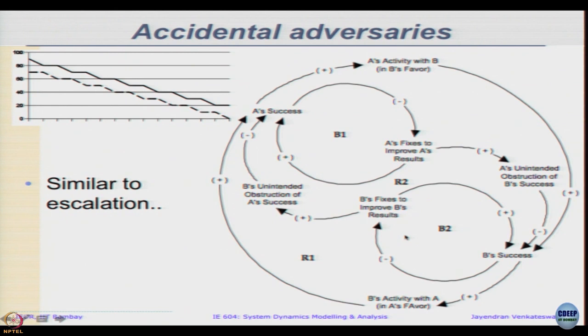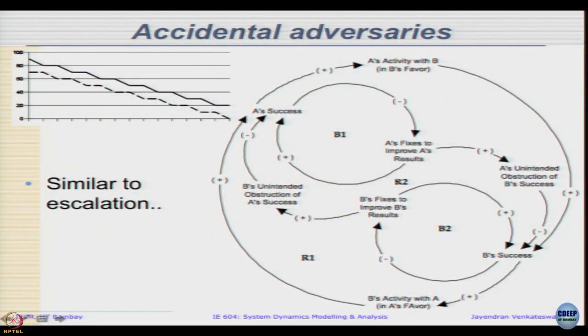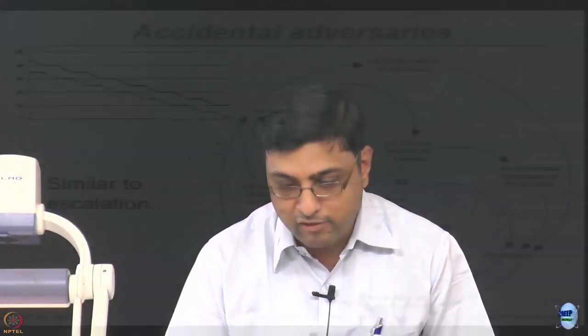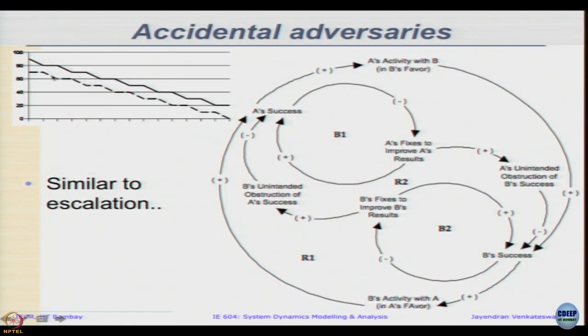This is an even crazier looking thing. It's accidental adversaries. It is actually similar to escalation, but happening in the other direction. You can ignore the actual diagram. What it is trying to say is, suppose two people are on equal footing, but then one perceives some wrongdoing from the other. They say, okay, let me do something else which is going to affect my own success, as well as it might have unintended obstruction of B's success. Then B gets offended and B does something else to change his success, which inadvertently offends the other person. The result is both parties start to lose out in the long term, because they felt the other was doing something only to spite me, but it was not so. They just perceived it, and the result is both are going down.